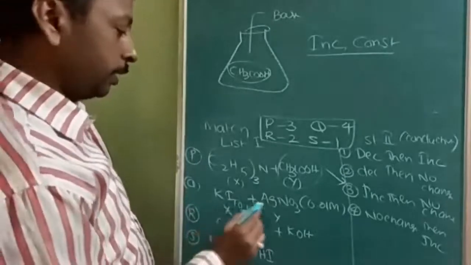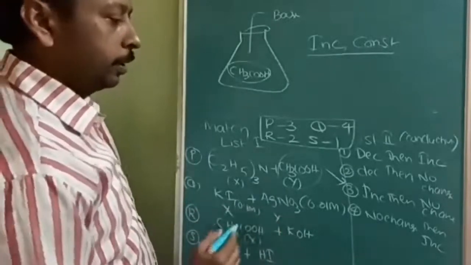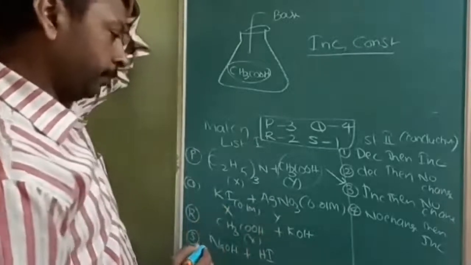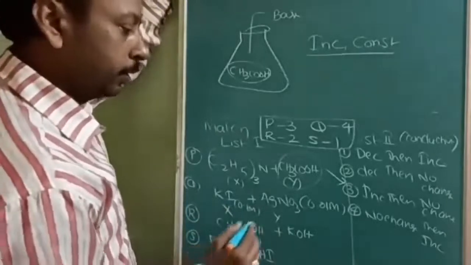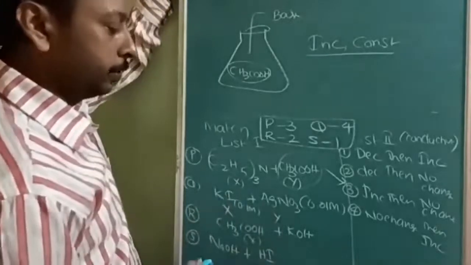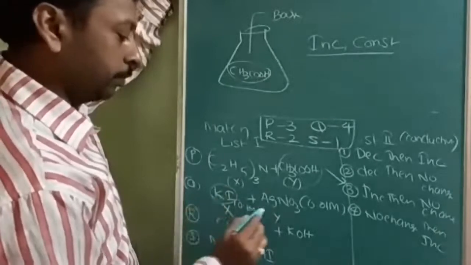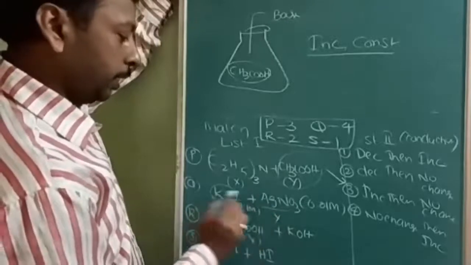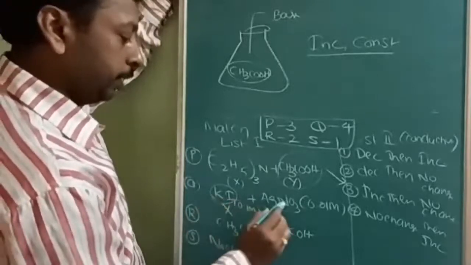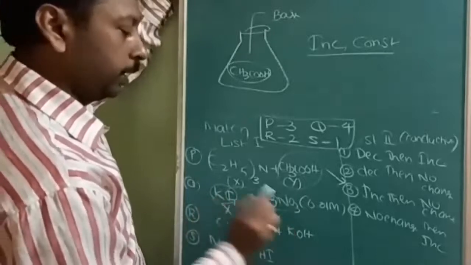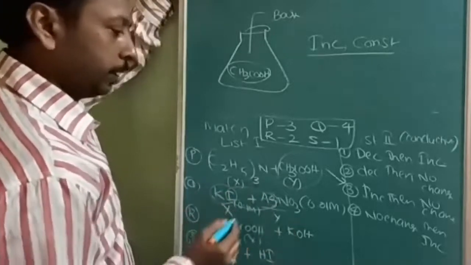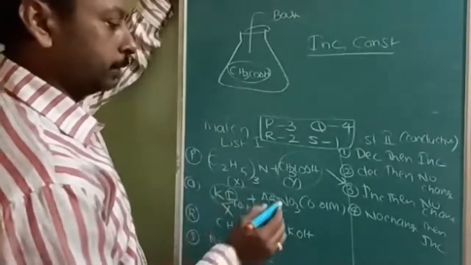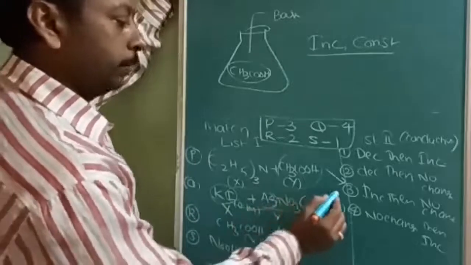Q is potassium iodide with silver nitrate. First there will be precipitation. So the number of ions remains constant. Initially we will have potassium iodide. After precipitation there will be KNO3, so the number of ions remains the same. AgI will precipitate, KNO3 will be there. Then if you add further, complete precipitation will take place. So that's why Q will be 4.